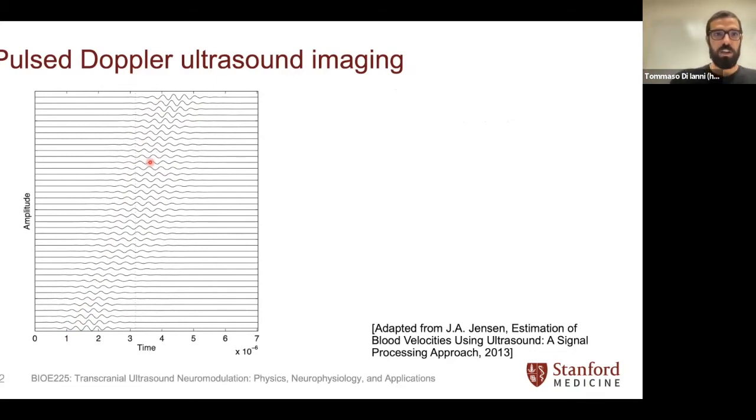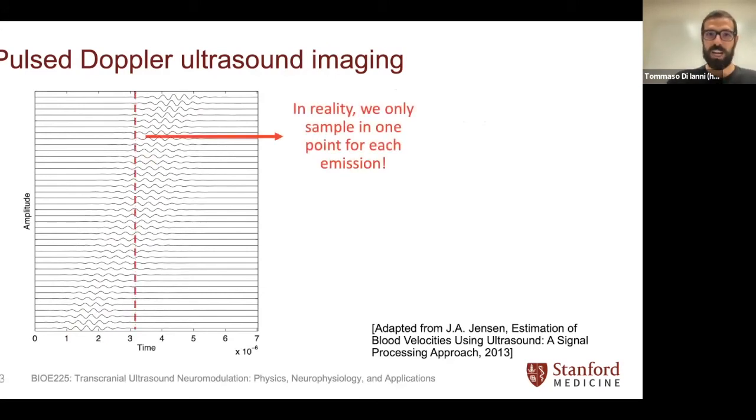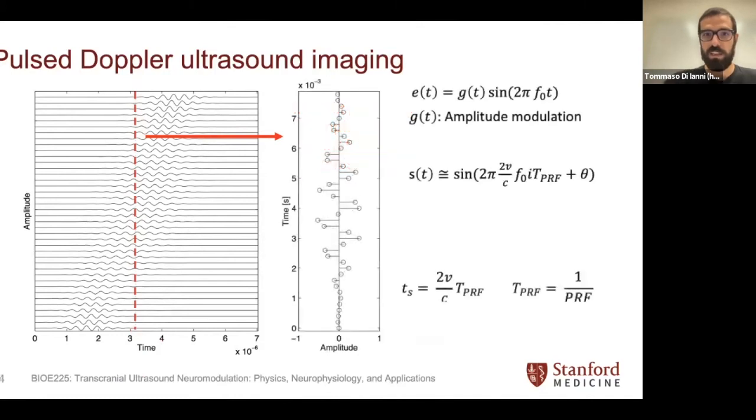Now, this is more of a thought exercise, because what we do in practice, we are only interested in one single sample, right? Because we want to estimate the velocity, conveniently in our case of a focused transducer, at the focus, because that's where we have the highest resolution, right? So it doesn't make sense to store all these signals if we're only interested in one. So that's what we do in reality. We save one single sample at the depth that we want for each of these signals. And if you look at the received signal, it will look something like this.